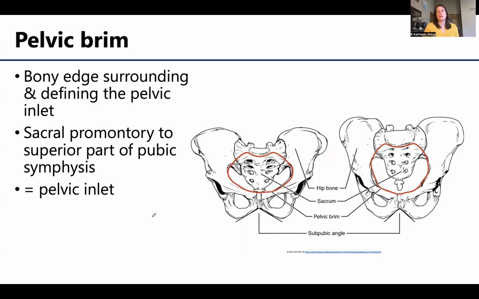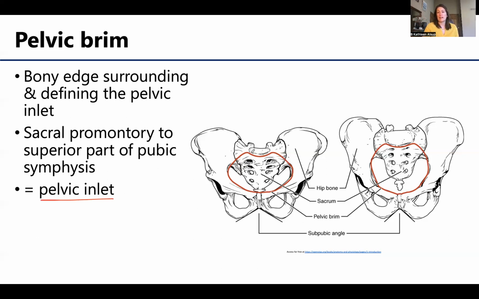All right, so let's get some of the major categories before we break down the different bones in a bit more detail. One of the major important components of the pelvic girdle is this area referred to as the pelvic brim, because it helps divide this area into different regions. The pelvic brim is basically just this bony edge. It's going to surround and define what's referred to as the pelvic inlet. So often you hear these two terms used synonymously. Or you may hear the pelvic inlet referred to as the superior pelvic aperture.